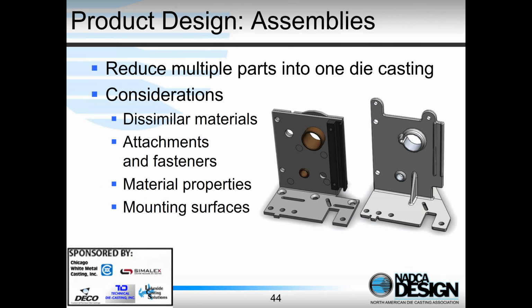Okay, so let's move on then and talk about assemblies. So let's talk about designing for assemblies. And obviously the goal here would be to reduce all components into one die casting. So one of the first things you might want to ask yourself when you design a die cast component is, what is this casting going to be attached to? Can I die cast those components as well? Can I combine multiple components into a single die casting?